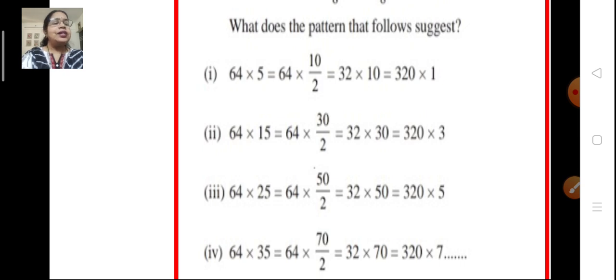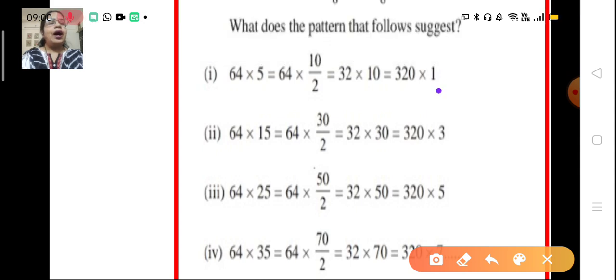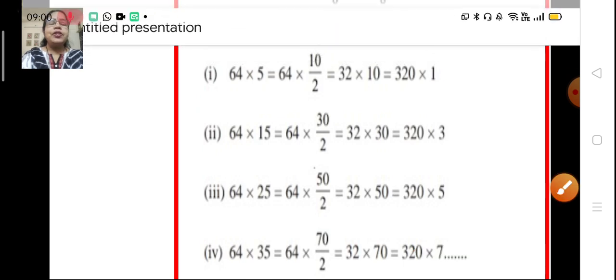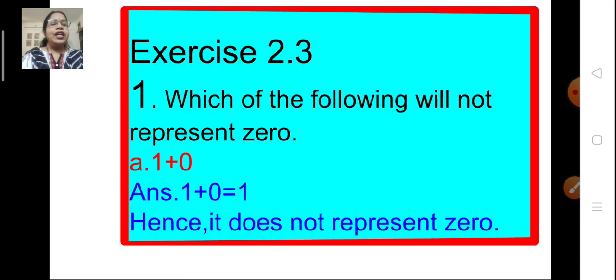Now, in the answers also, you can see a certain pattern, isn't it? They are consecutive odd numbers. The next one, they are all consecutive odd numbers. So, think about two more steps which you can write by following the same pattern, isn't it? Now, let's start solving the problems of exercise 2.3.